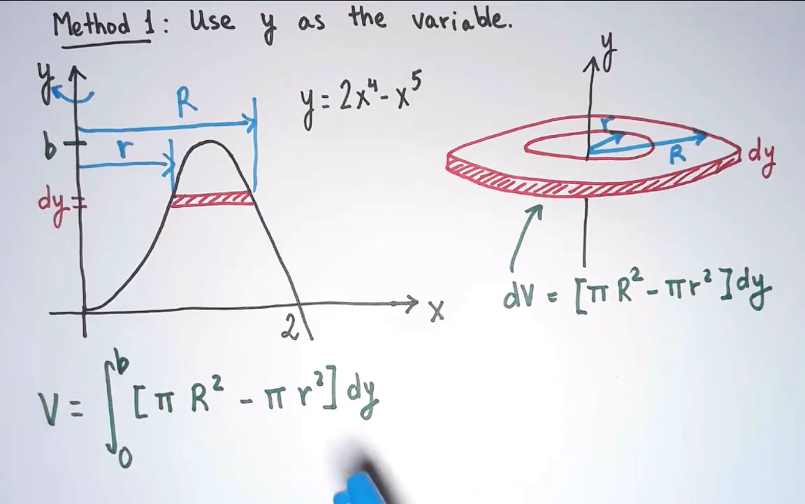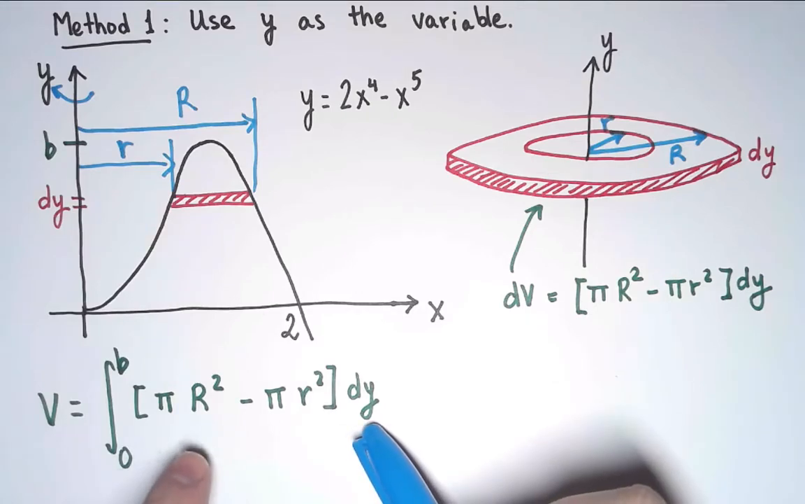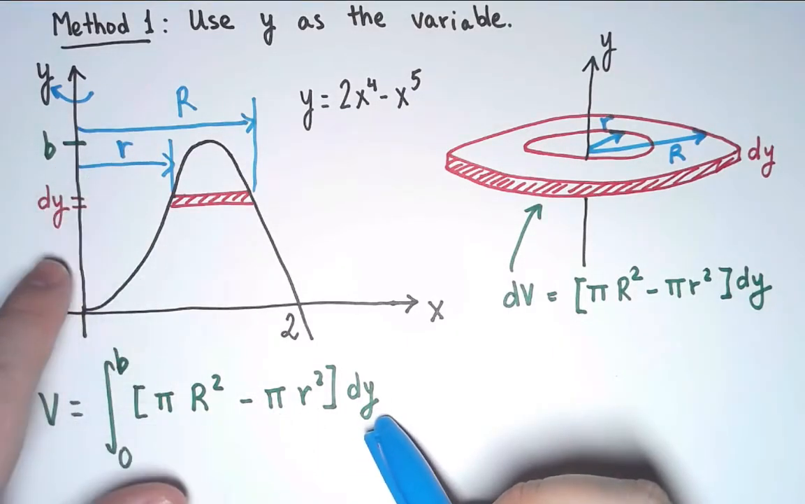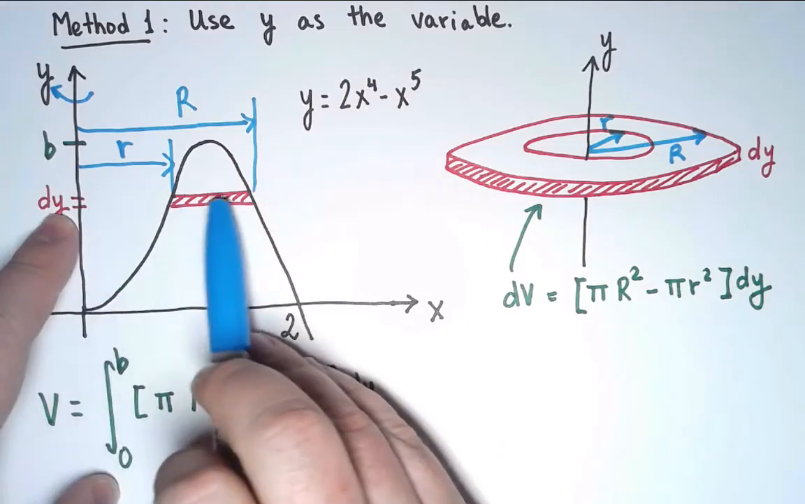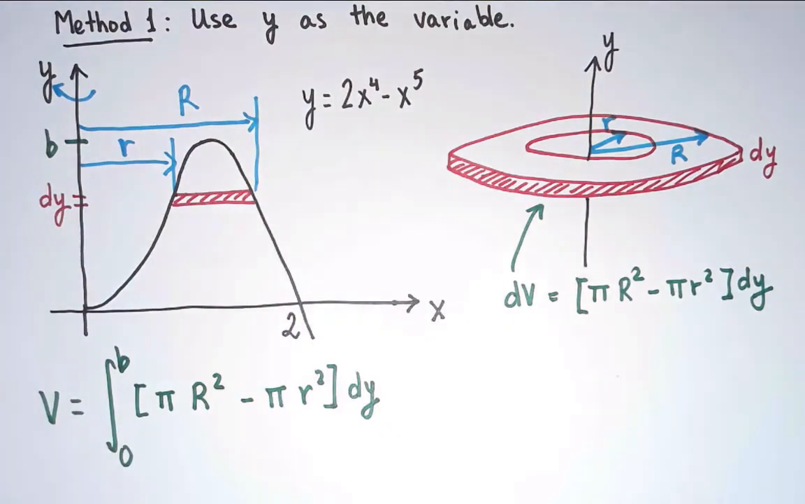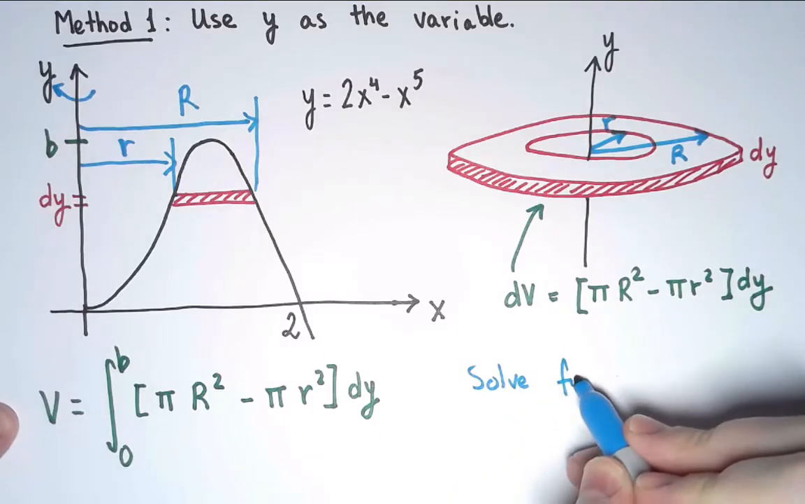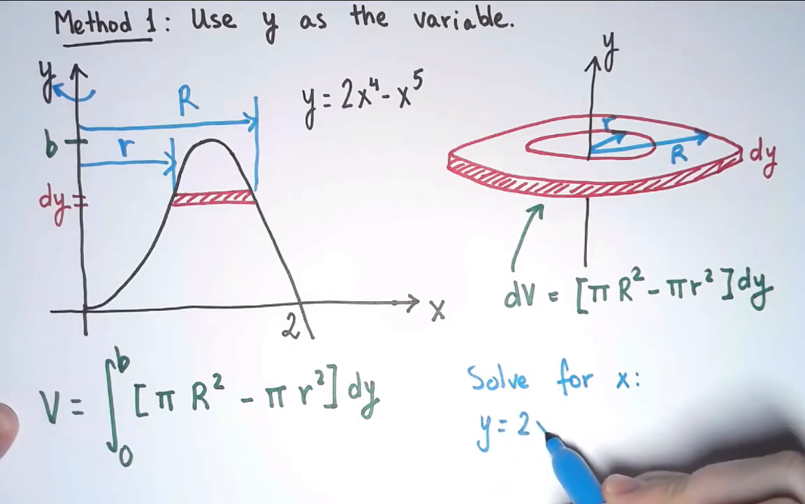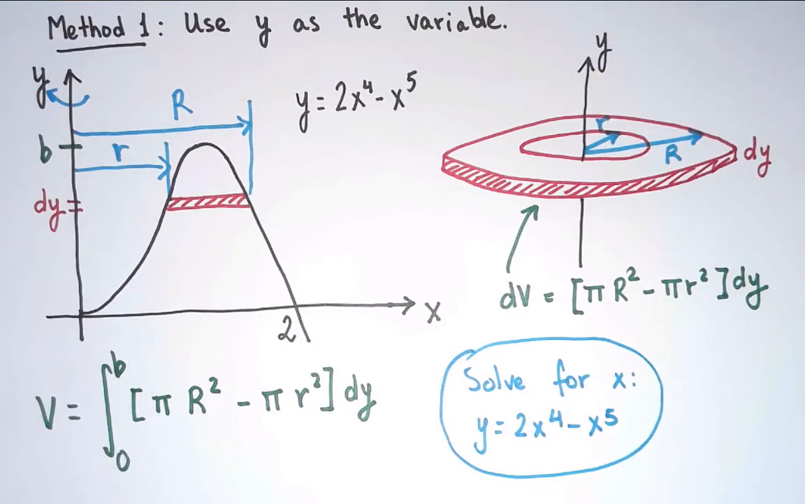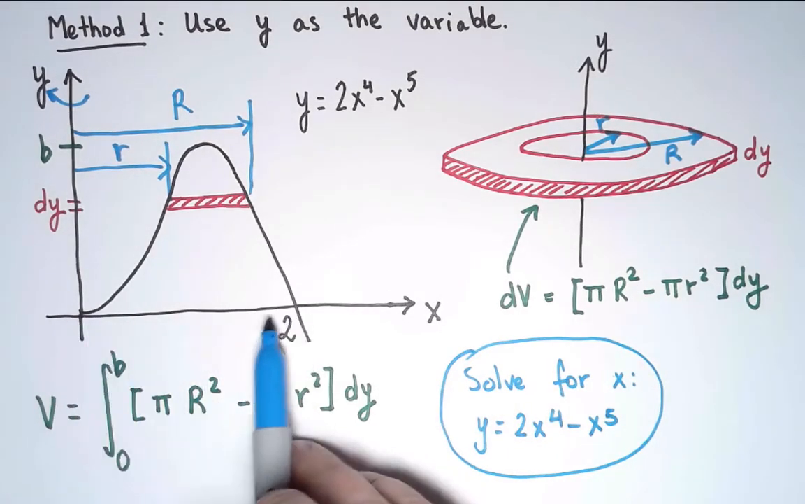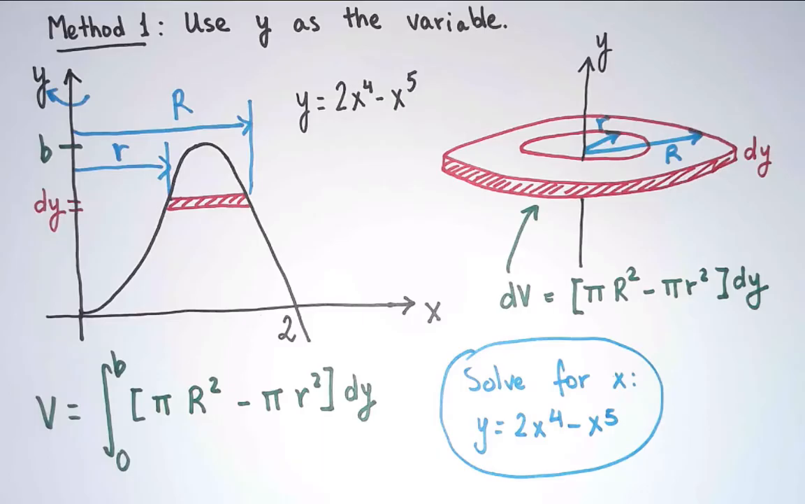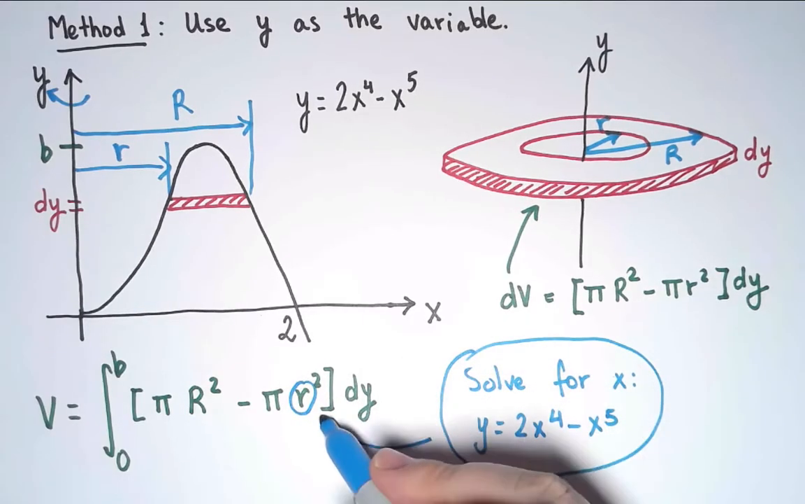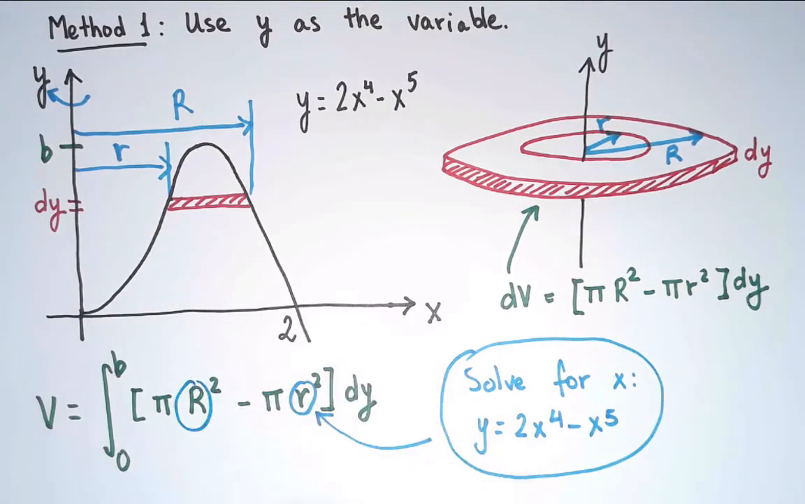To finish the setup, since I'm integrating with respect to y, I need to write everything in terms of y. Well, big R and little r are values of x here. So I need to solve for x. In the equation y equals 2x to the 4th minus x to the 5, I expect I'm going to have two solutions in this domain. The smallest one will be little r, and the bigger one will be big R. That's it. I finished the setup. I have a plan.